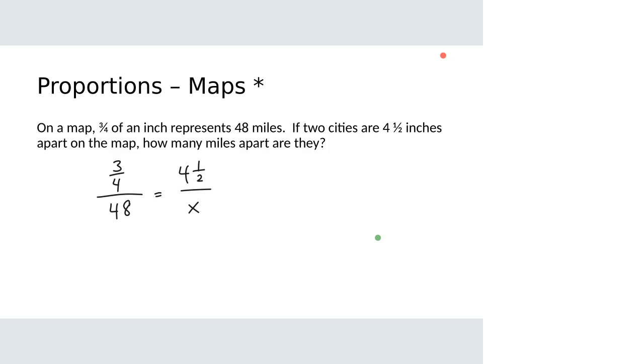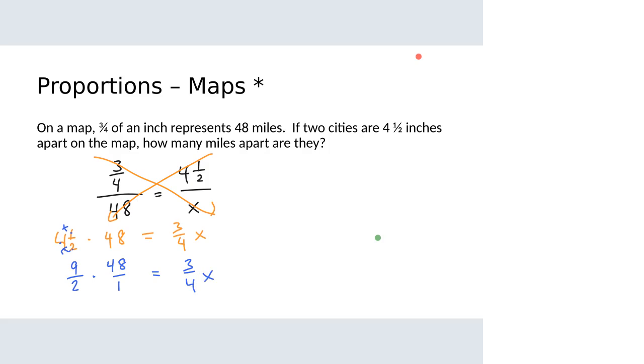So I'm going to cross multiply here, and I'm going to have 4.5 times 48 is equal to 3/4 times x. So we're going to do a lot of work on the left-hand side of this. The first thing we're going to do is rewrite 4.5 as a mixed number, and that's 2 times 4 plus 1. So 2 times 4 is 8 plus 1. That'll be the same as 9 halves, and that 48 will be 48 over 1. And that's going to equal 3/4 x.